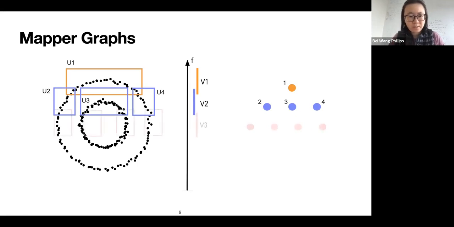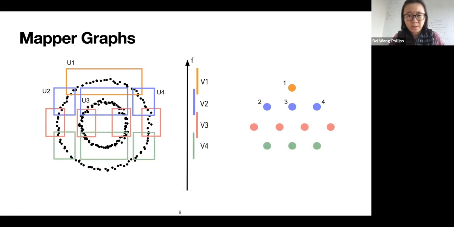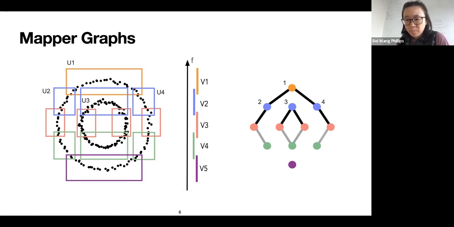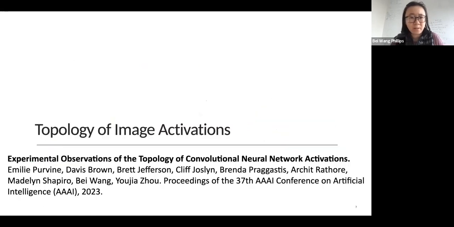And I keep doing this. The inverse image of V3 gives four clusters, V4 gives three, and V5 gives one cluster. Then the final step: if two clusters have a non-empty intersection, in this case, the points inside rectangle U1 and the points inside rectangle U2, I put an edge between them. By doing this, I connect all the clusters with each other, and that becomes my skeleton.